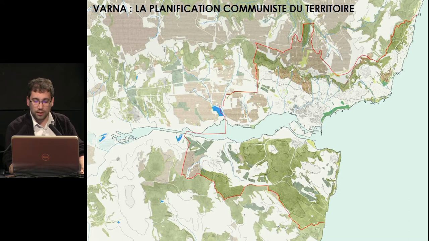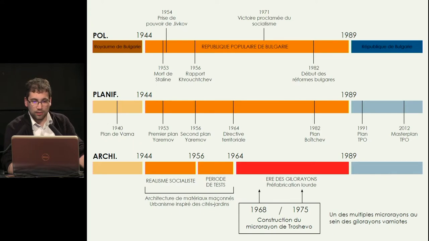So let's go on to the planning of Varna. Varna is the easternmost town in Bulgaria, by the sea. It's gone through several stages. It was once a Greek colony, then it was Thracian, then Ottoman, then little by little it became the city that was going to become the spearhead of architecture in Bulgaria. So very quickly, this was going to become a seaside city.